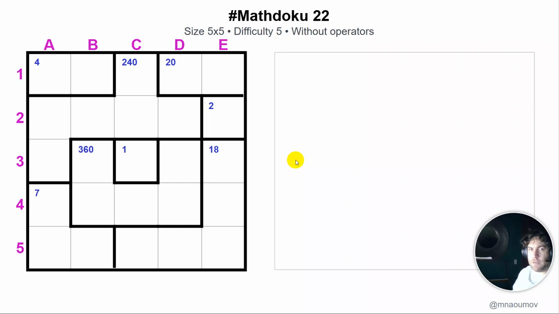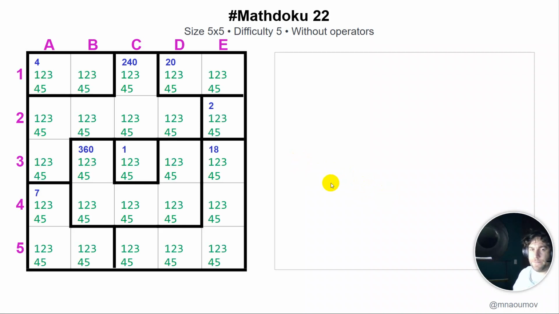Hello, welcome back to Mazdoko Block, episode 22. I will be solving puzzle size 5 by 5, difficulty 5 without operators.